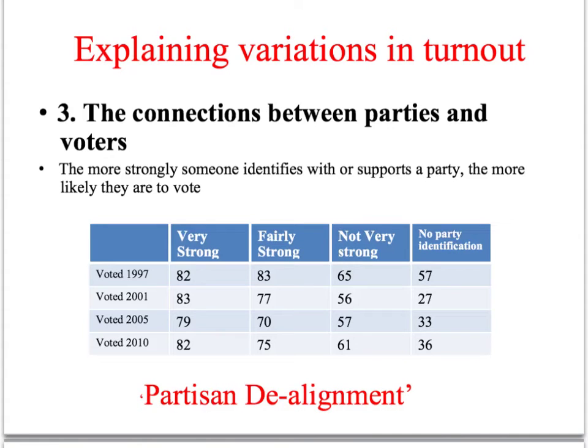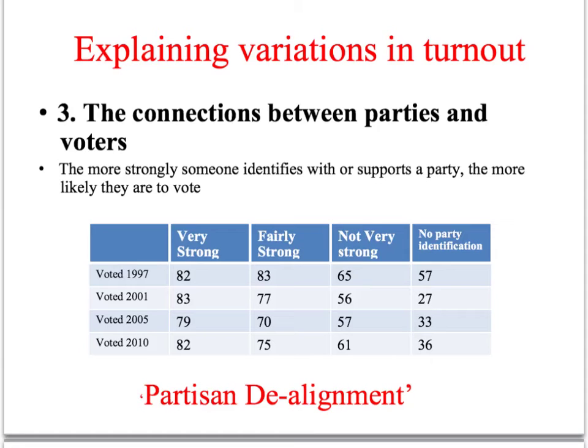And then finally, the last type of explanation that David Denver talks about focuses on the connection between parties and voters. And it's particularly concerned with the impact of voters' identification with parties. So the more strongly somebody identifies with or supports a particular party, the more likely it is that they will vote. And this can be clearly seen by this particular table.